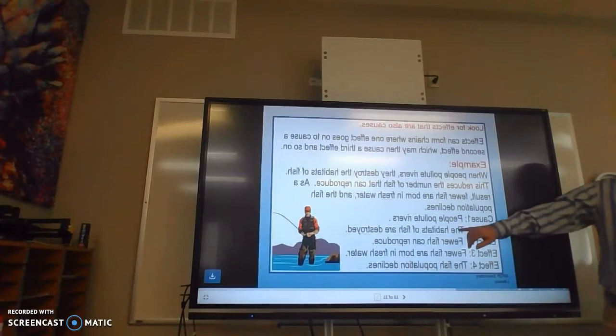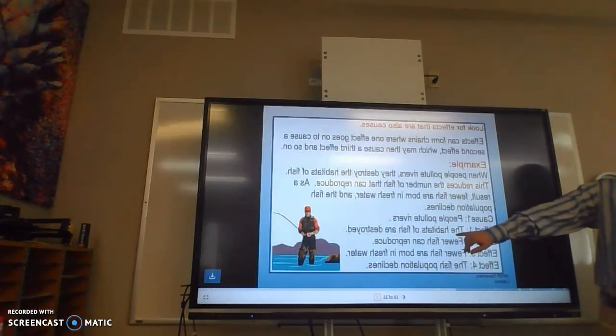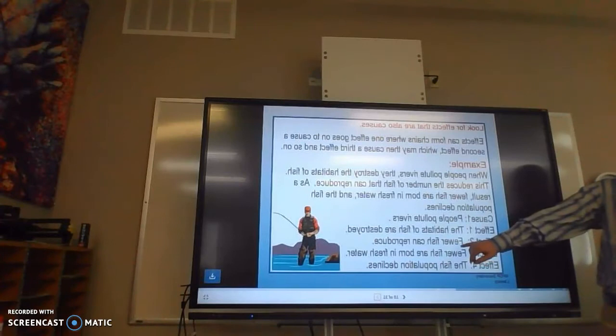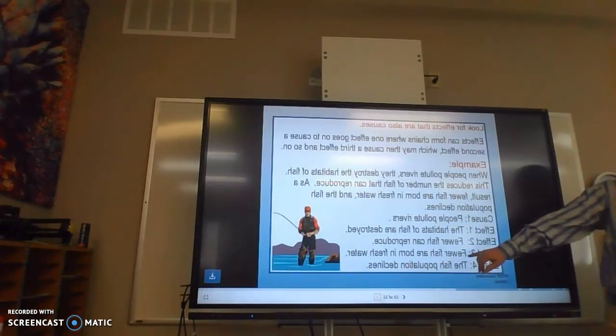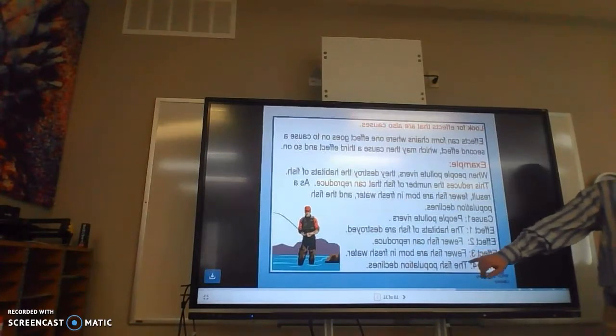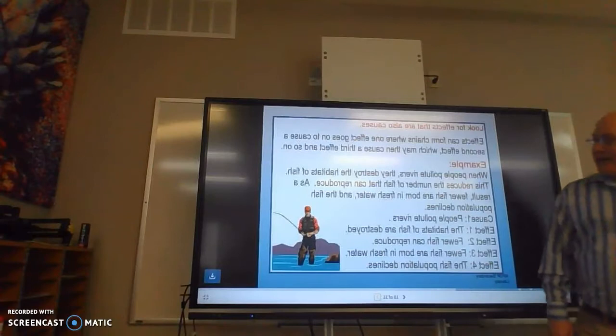So, cause number one, people pollute rivers. Effect number one, habitats are destroyed. Effect number two, fewer fish reproduce. Effect number three, fewer fish are born. And effect number four, the population declines.